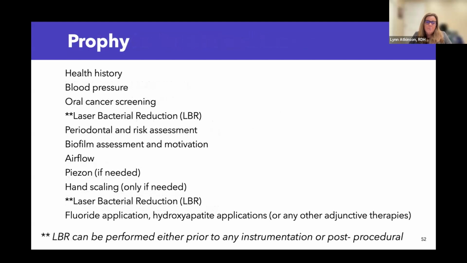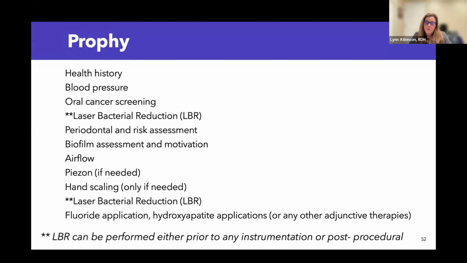So in a prophy appointment, we're going to review their health history. We're going to go over their blood pressure. We're going to do our oral cancer screening, all of our screenings that we're going to do in the beginning. And then you can do your laser bacterial reduction. Like I said, it can be performed prior to any instrumentation. And the thought is that we're not going to cross-contaminate. It'll help reduce the bacteria and the aerosols that we produce. So you can do it before you do any instrumentation, or you can do it at the end.